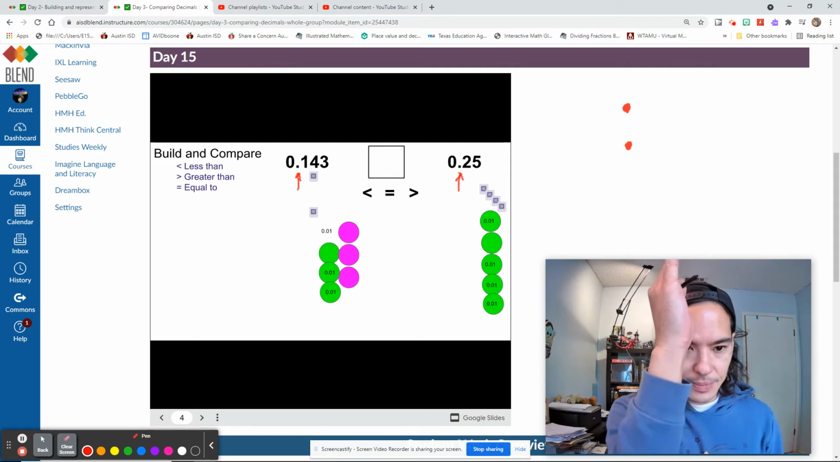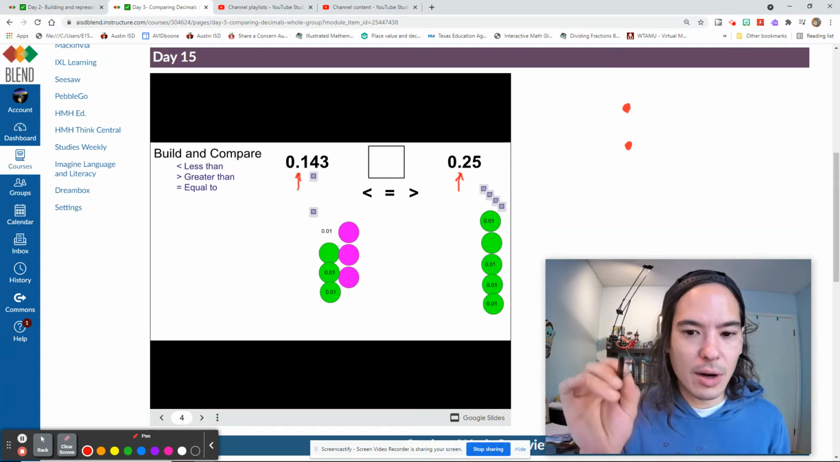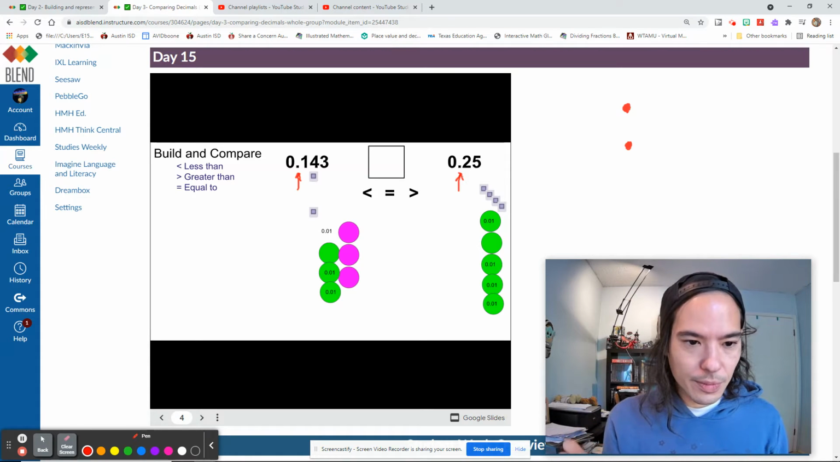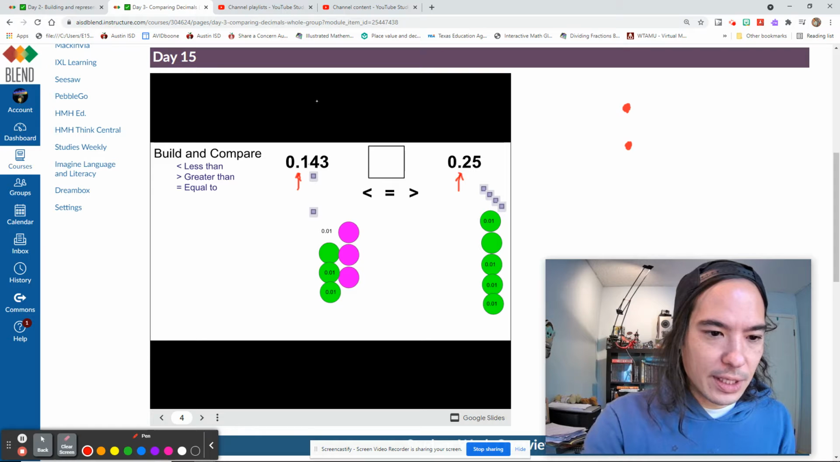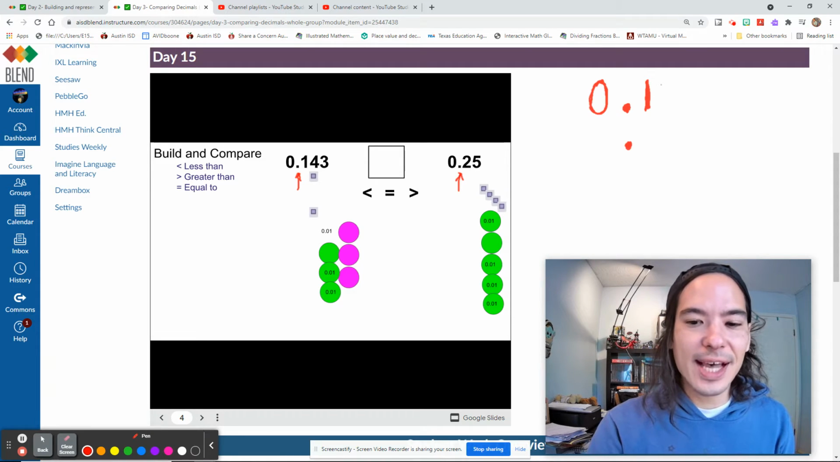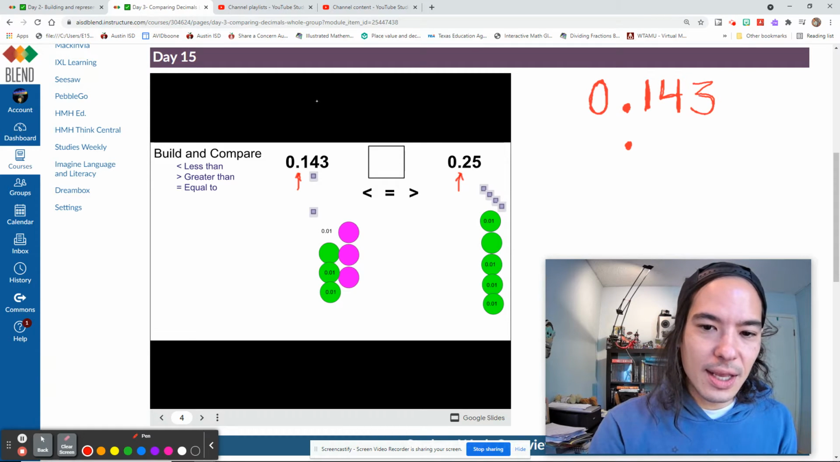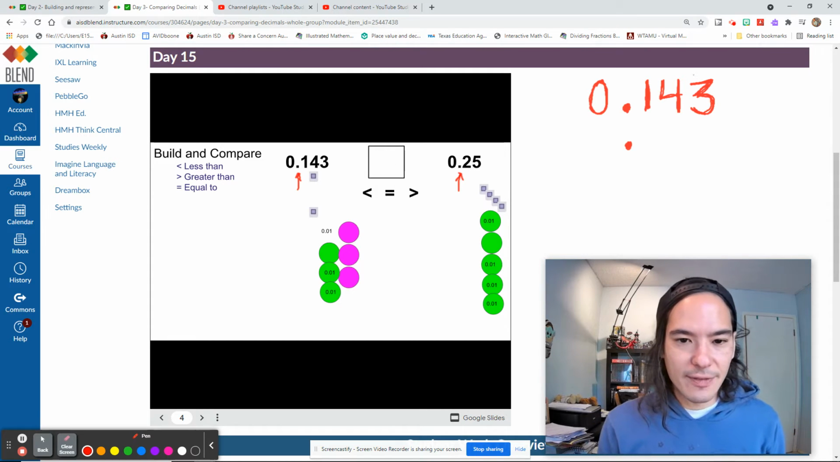So if we put them in a line, that means we can see exactly what our place values are that we're comparing. Right, so let's go ahead and fill in both of these numbers. On the first number, I have a 0 in the ones place. I have a 1 in the tenths. Sorry, sometimes I need to emphasize the 1 in the tenths place. I have a 4 in the hundredths place. And then I have a 3 in the thousandths place. All right, so that's the number I have on the left.